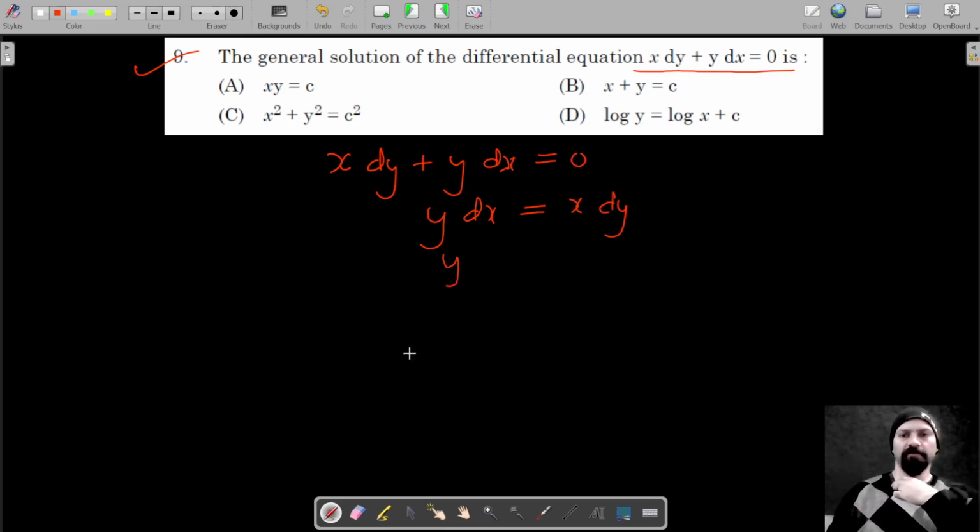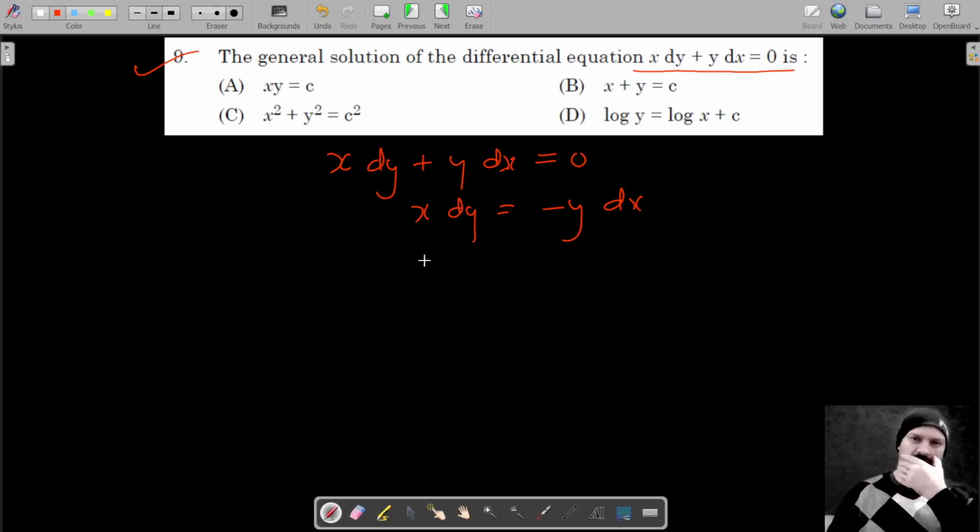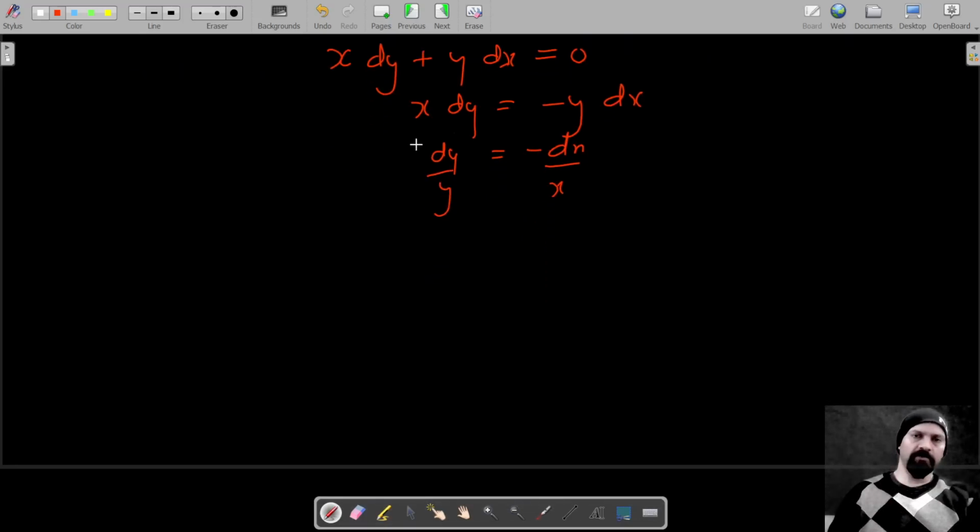this can be written as x dy is equal to negative of y dx. And if we separate the variables, this is dy upon y is equal to negative dx upon x. And to solve this, we are going to integrate on both the sides.